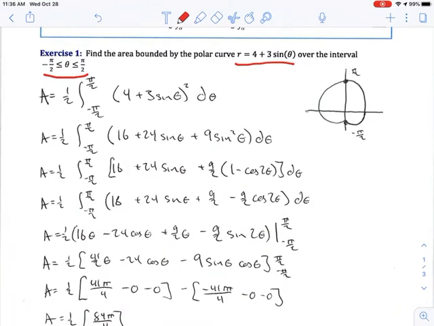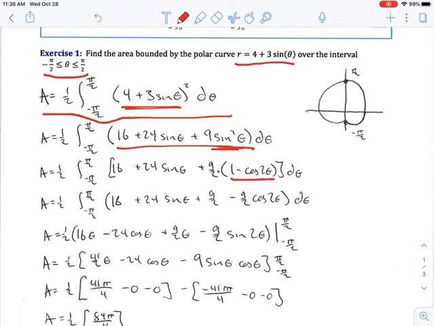So we have area is equal to 1/2 the integral from negative pi over 2 to pi over 2 of (4 plus 3 sine of theta) squared. As is always the case, a lot of this is just algebra. The first thing we want to do is square our polar function. We're used to knowing what to do when we have a sine squared: we can replace it with (1 minus cosine of 2 theta) divided by 2. I put the 2 over here, and that's times the 9, so it gives you 9/2.